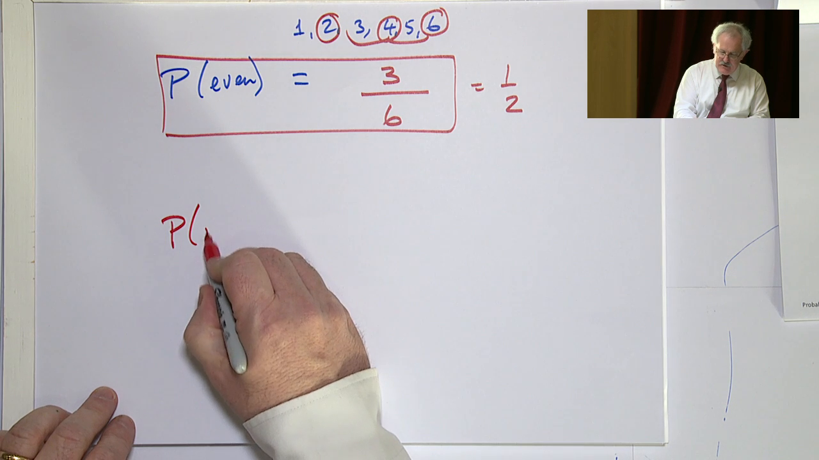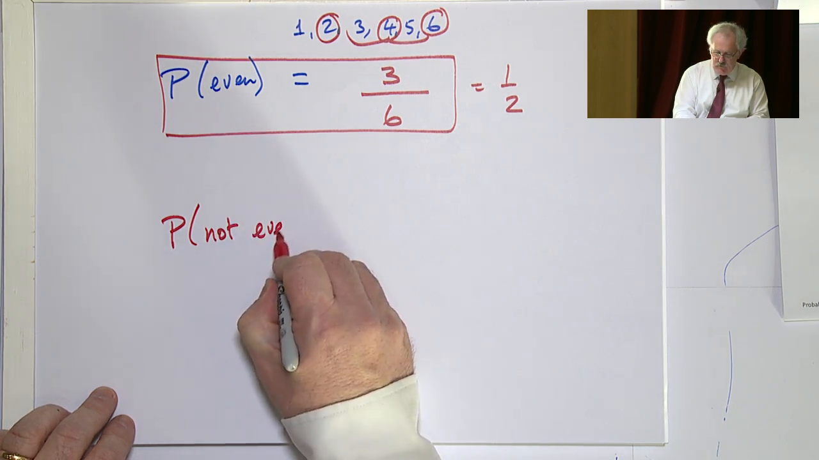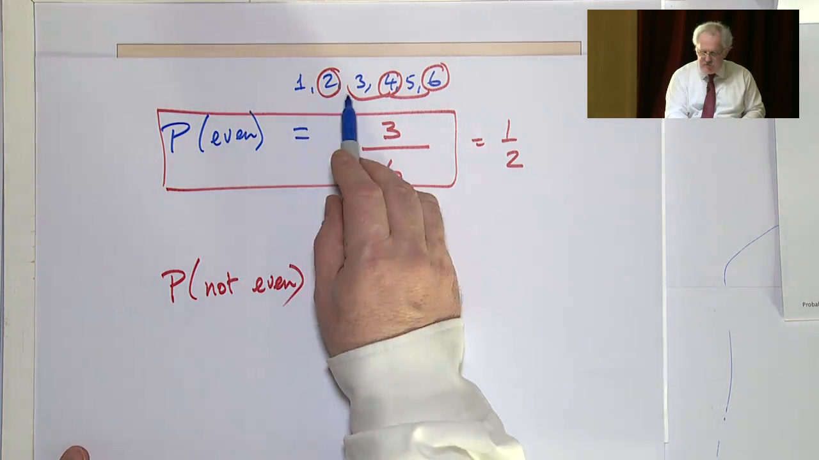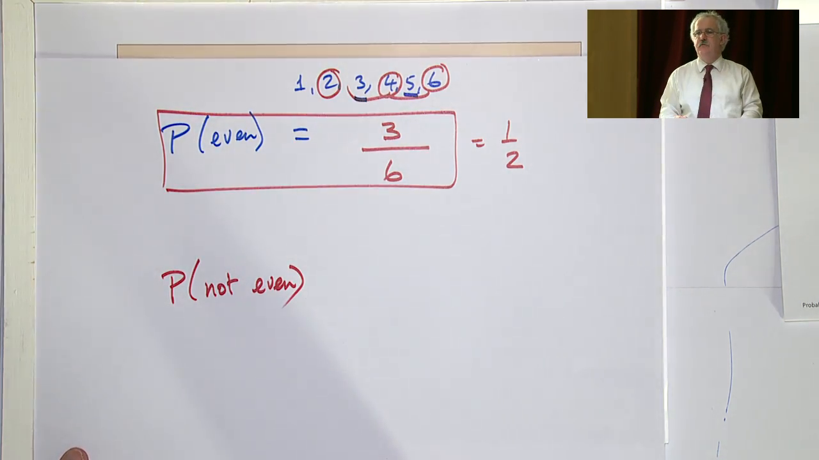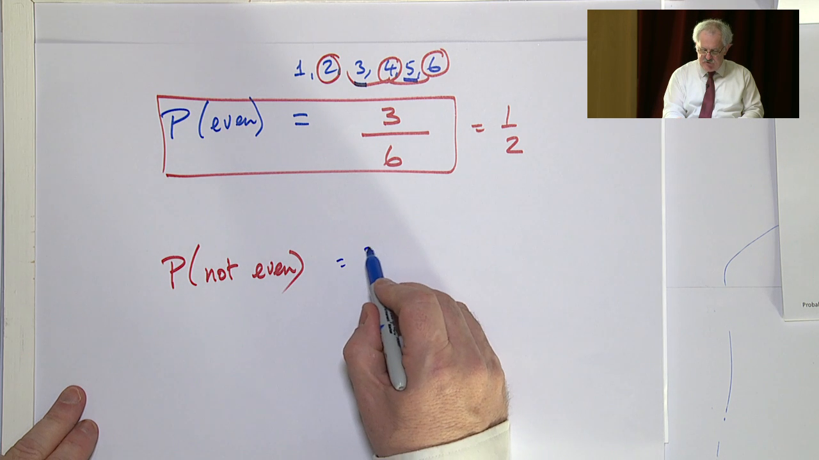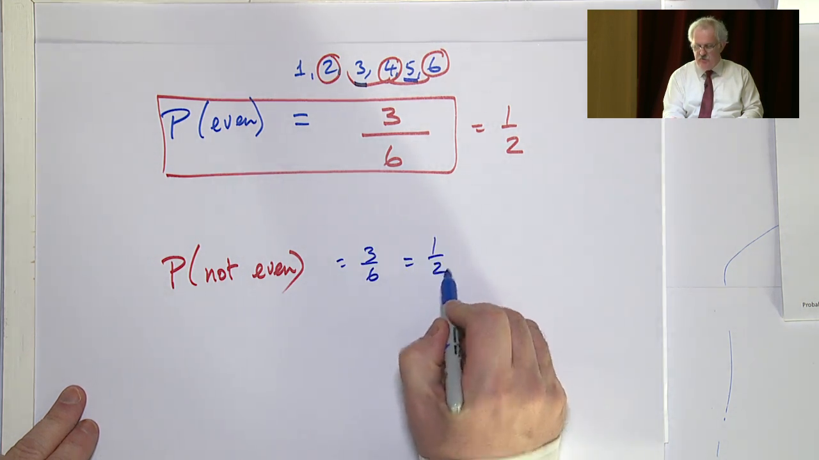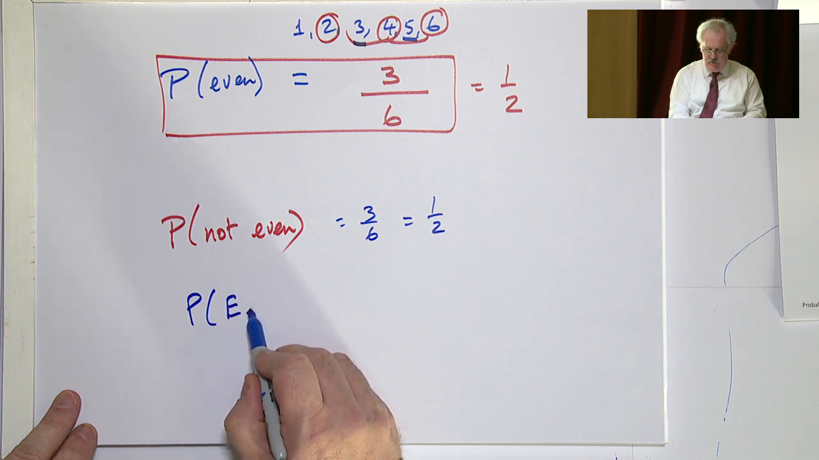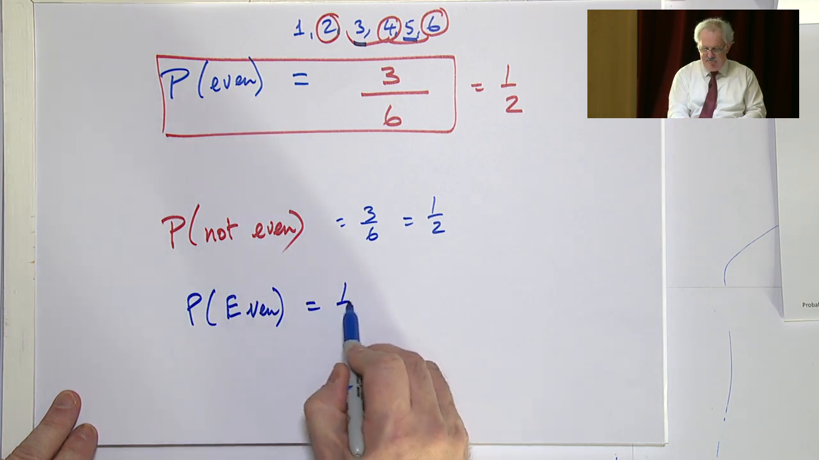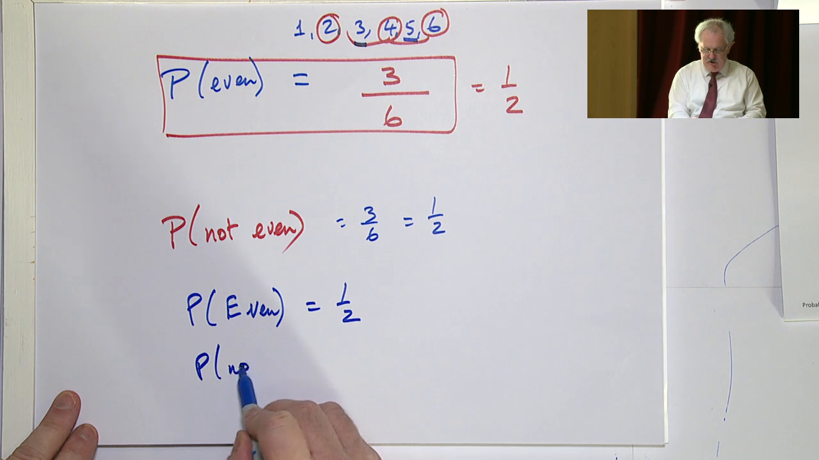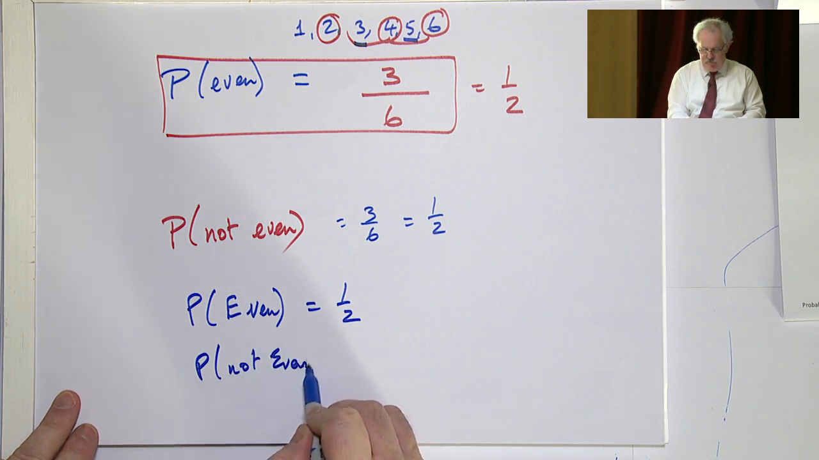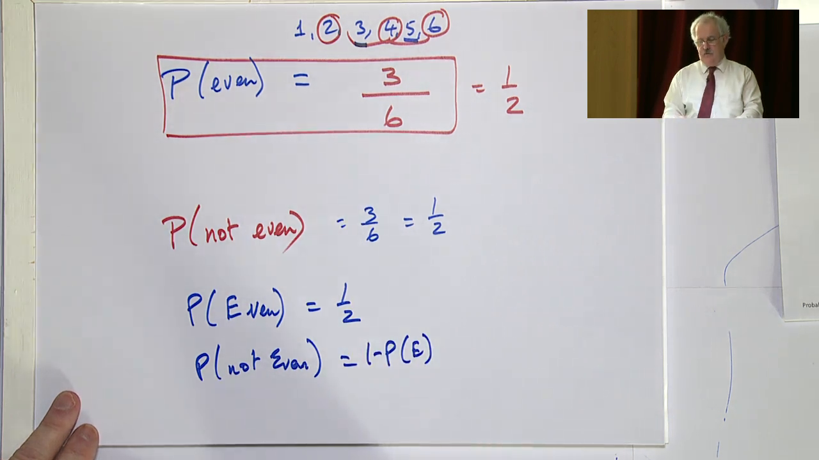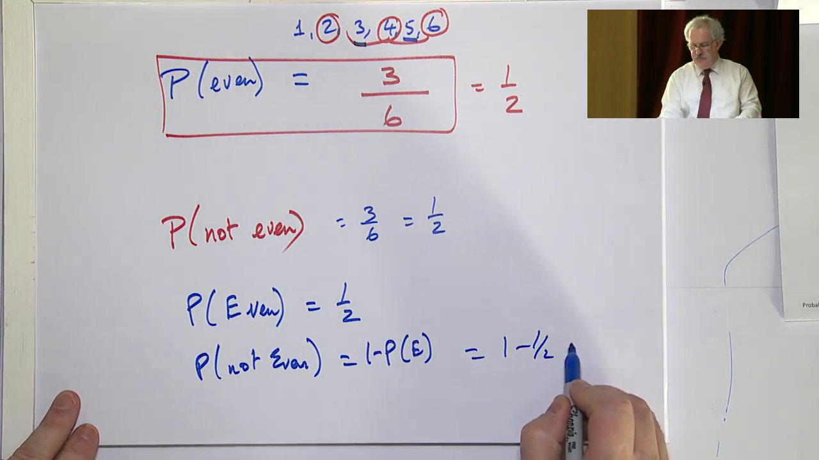So what's the probability of not even? You could go to the bother and say, well, 1 isn't even, 3 isn't even, 5 isn't even. And you could say, well, that's 3 out of 6 again, which is 1 over 2. Or you could say, well, the probability that it's even was a half. The probability of not even is just take the probability of even and take it from 1. So 1 minus a half is a half.